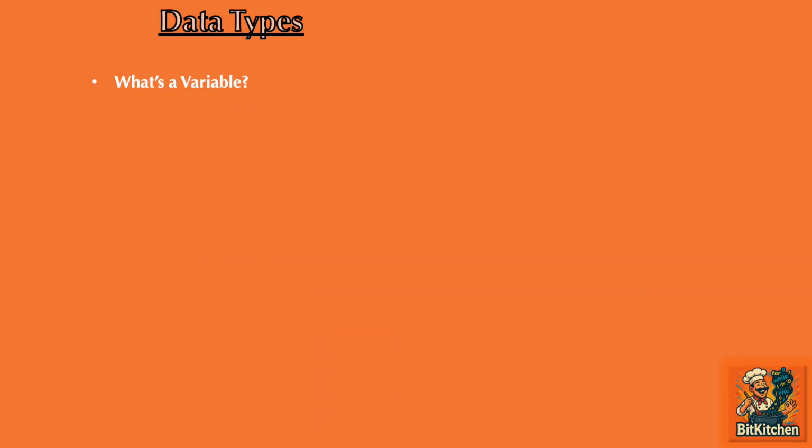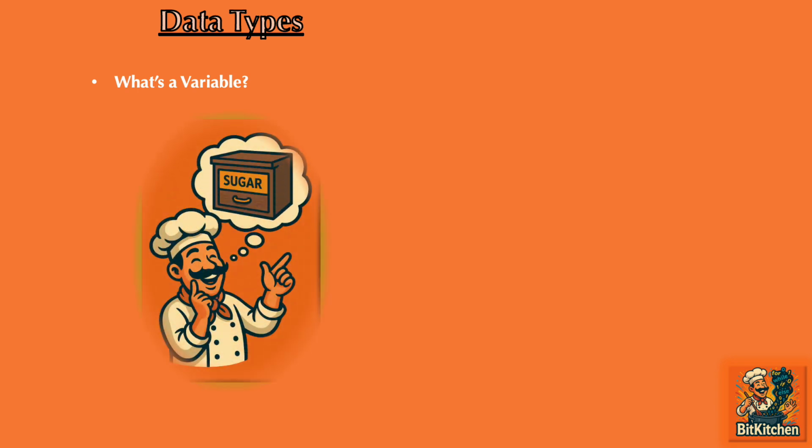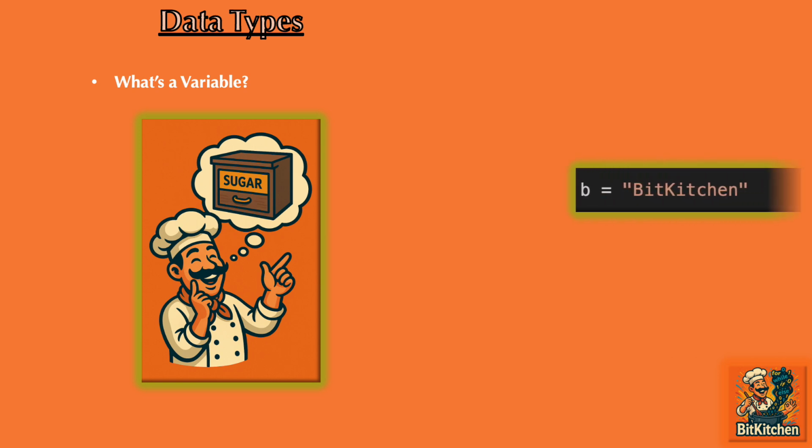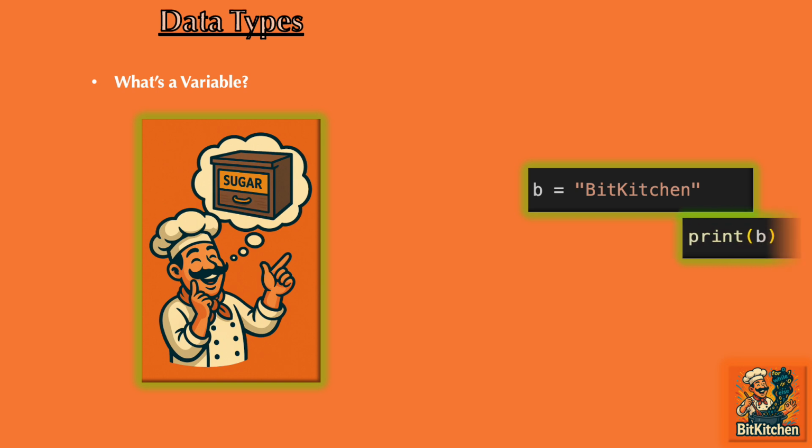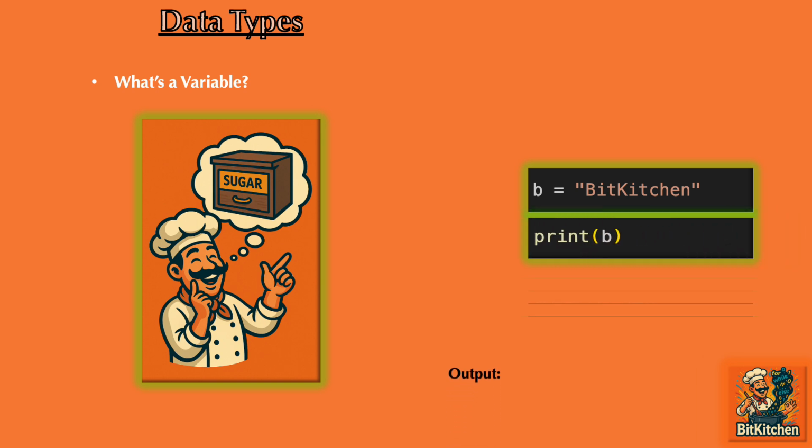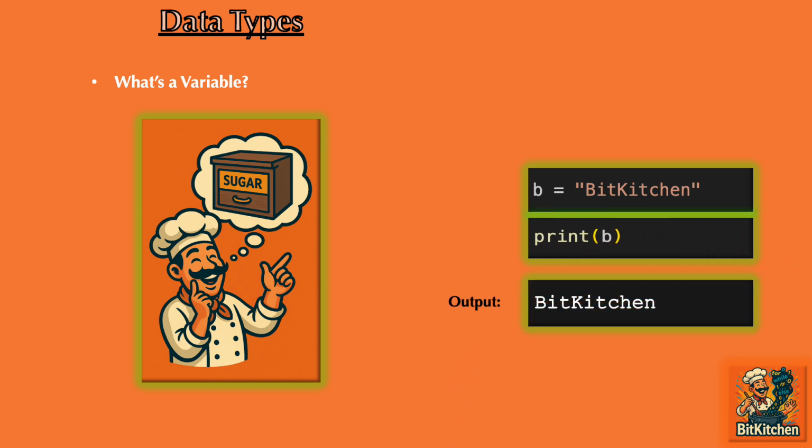So picture this. You've got a kitchen drawer labeled sugar. When you open it, you expect to find sugar, right? Same thing here. If we say b is equal to BitKitchen and ask Python to show us b using print(b), it'll give us exactly BitKitchen. It's all about labels and storage.